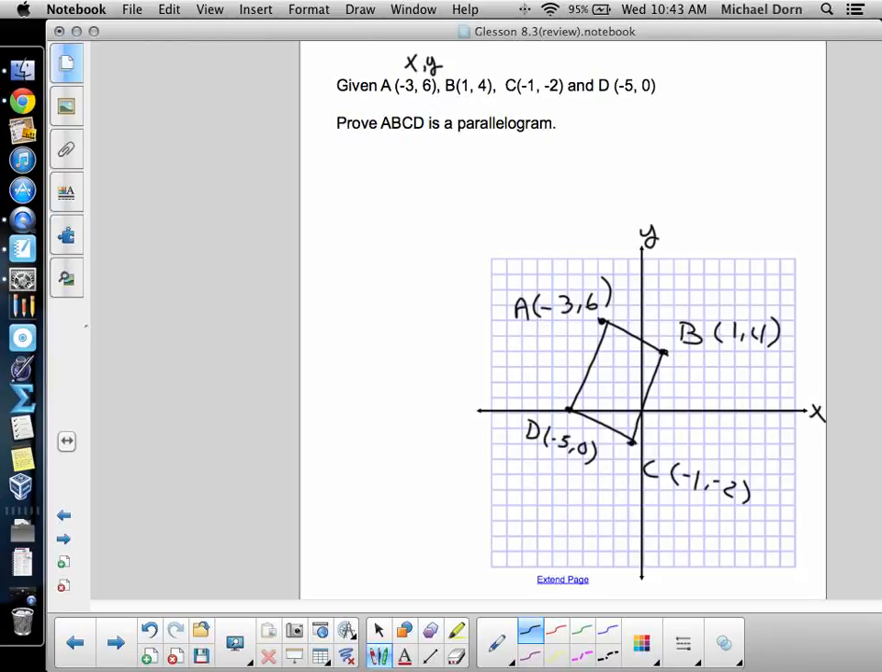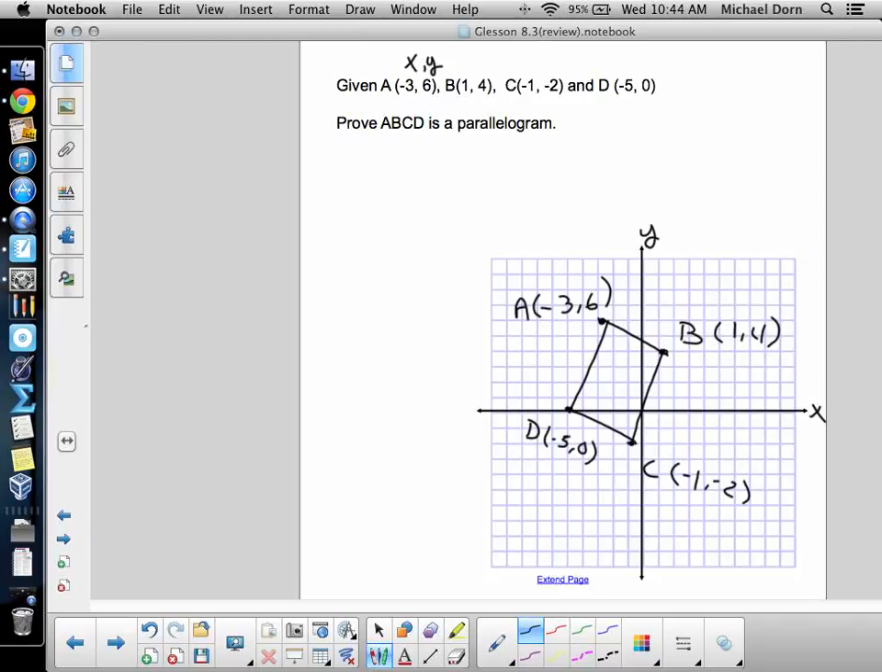Both pairs of opposite sides have to be parallel. Both pairs of opposite sides have to be congruent. The diagonals bisect each other, or one pair of opposite sides is both parallel and congruent. Which method would you want to use? It doesn't really matter which one you choose. I've got it solved every different way in the answer key, so I know what all the right answers are. Which one would you like to choose? Pick one.